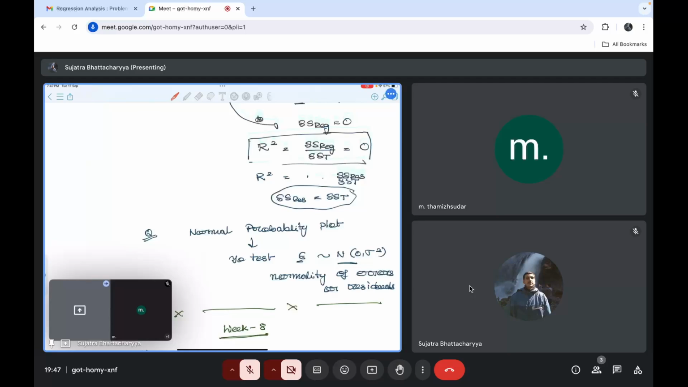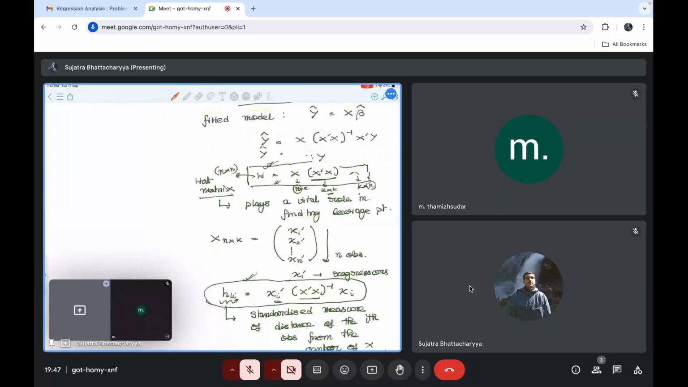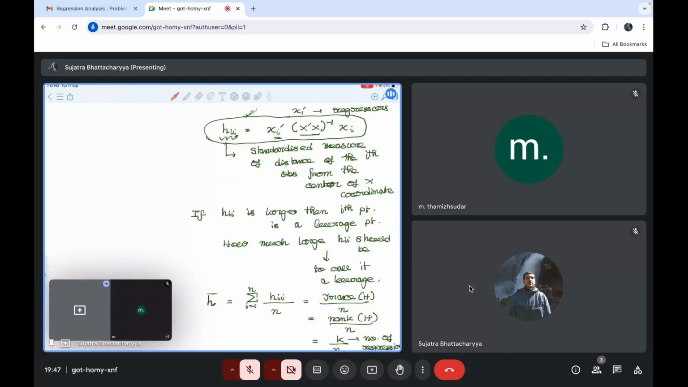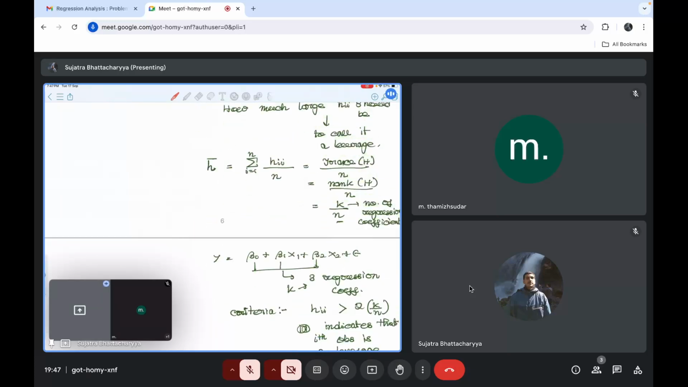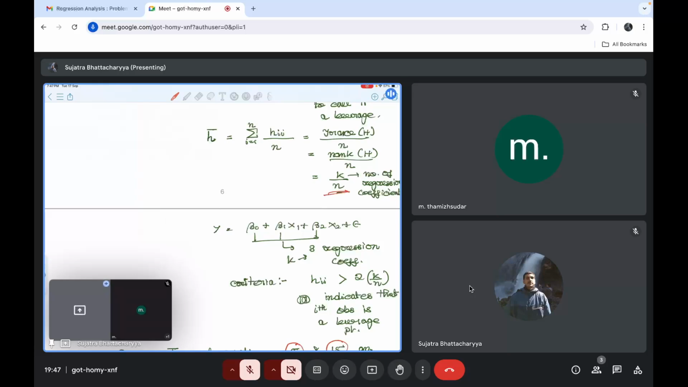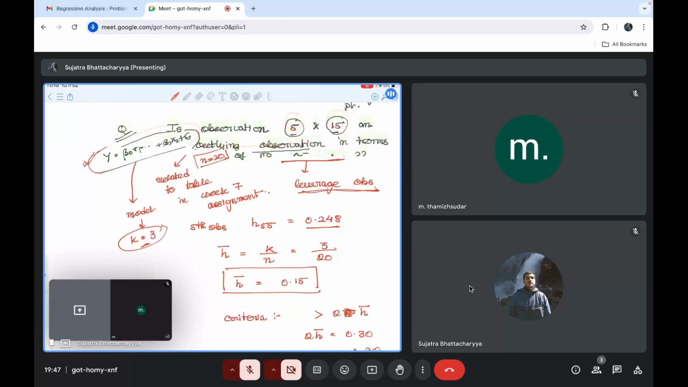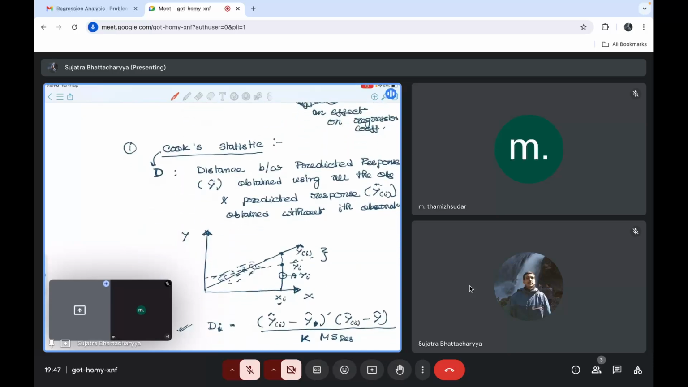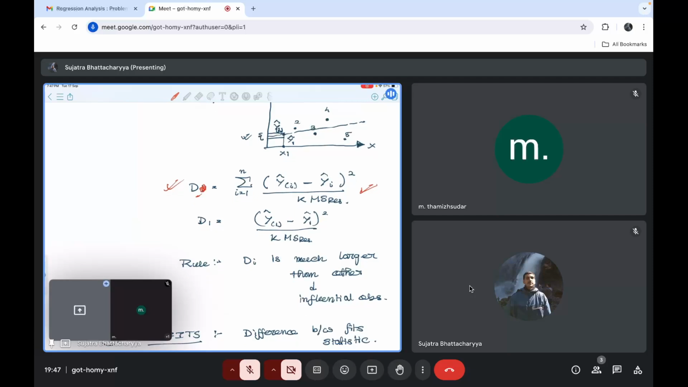And then we have started this week 8 content where we have found out the leverage point, how to get it. We earlier know that if HII is very large, then that is a leverage point. But finally, there is a criterion which we can introduce, that is using K by N. If HII is greater than 2K by N, we call that an outlier or a leverage point. We have seen an example of that. And then influential observation, which has the unusual x and y coordinate. We have seen Cook statistic as one of the tests for influential observation.